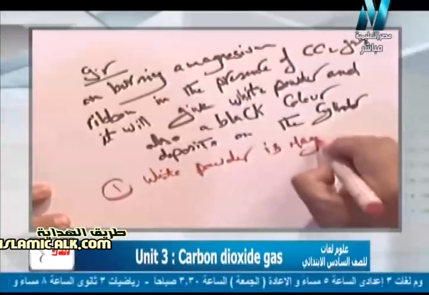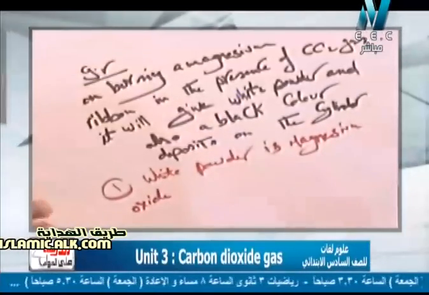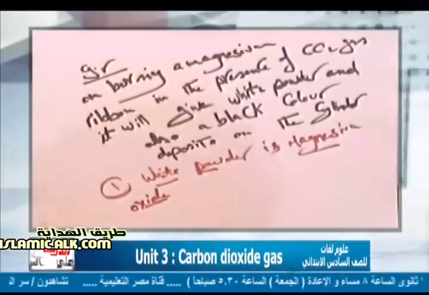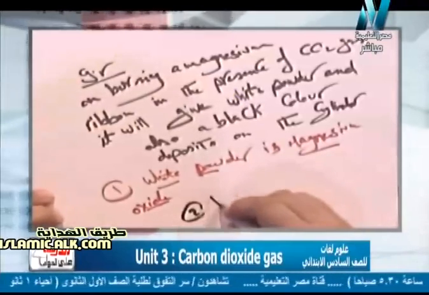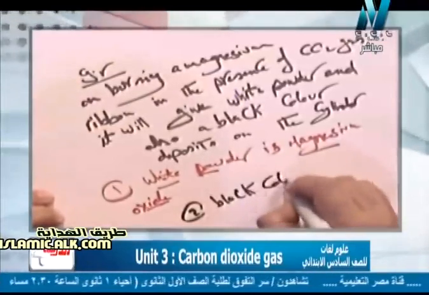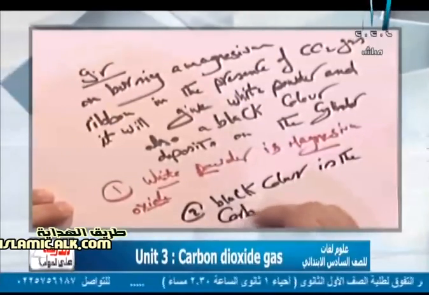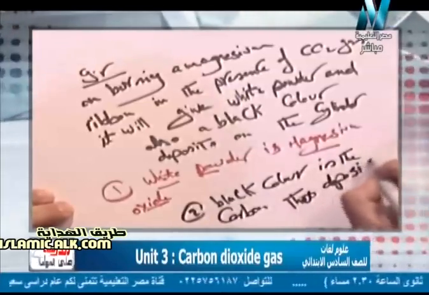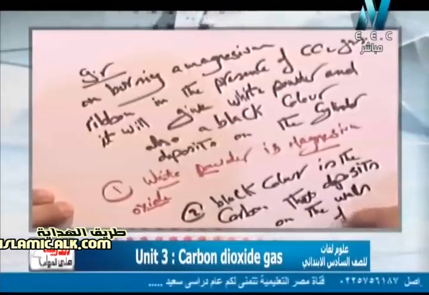Because magnesium reacts with oxygen gas. Again, white powder هو المغنيسيوم oxide. But what about the black color? The black color is the carbon هو الكربون that deposits يعني يترسب on the walls على جدار walls of the tube.